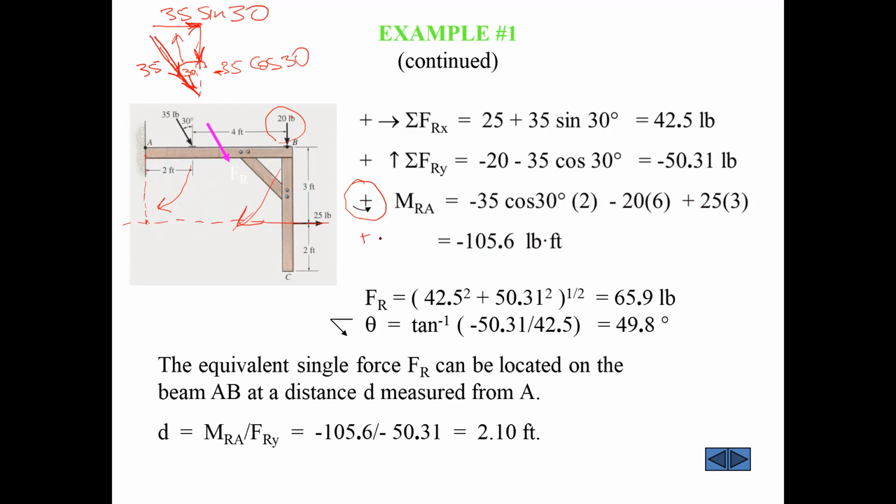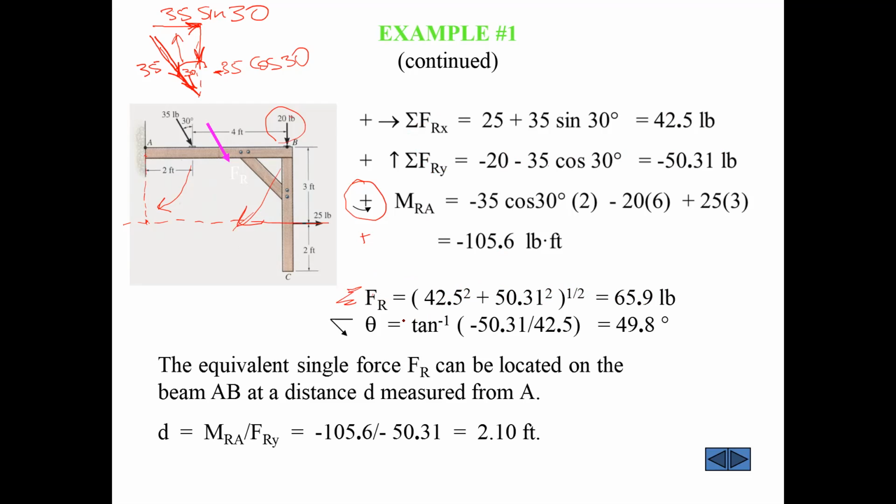All right, that's done. Now we can find the resultant force. Or you could even put the sum of the resultant force. For the resultant force you use Pythagoras theorem. You're squaring these two quantities here. So you're squaring this and you're squaring this. So it's 42.2 squared plus 50.31 squared, and you take the root, right? And you get 65.9 pound.